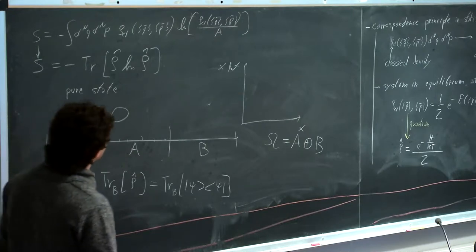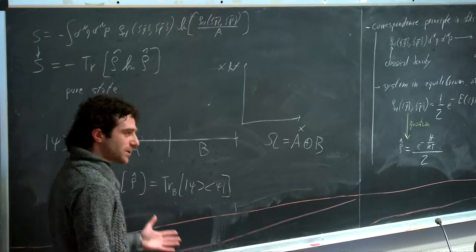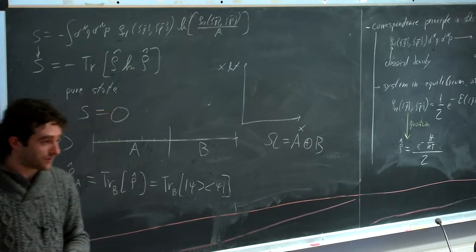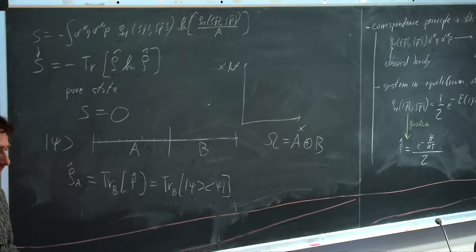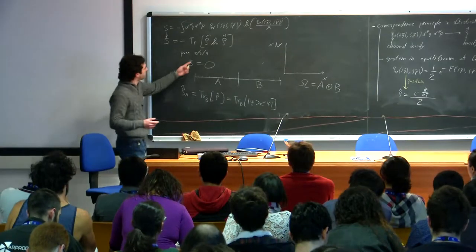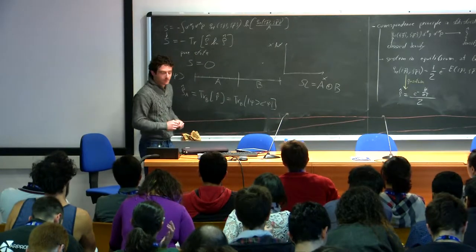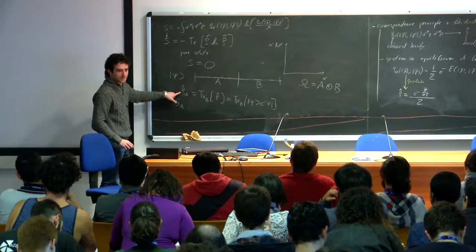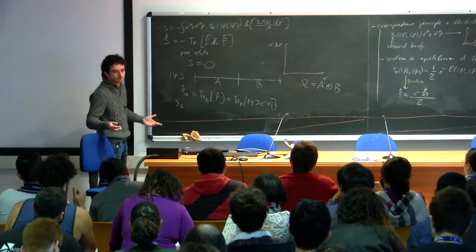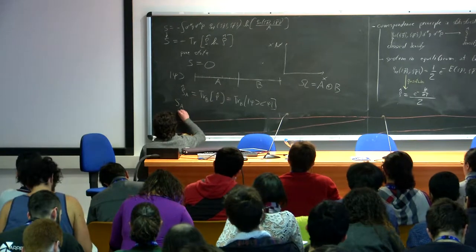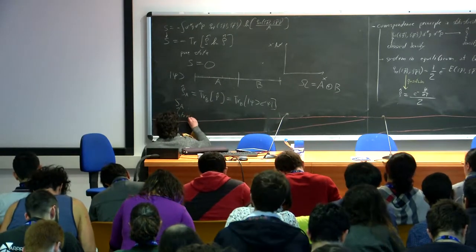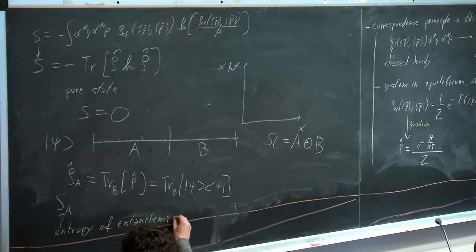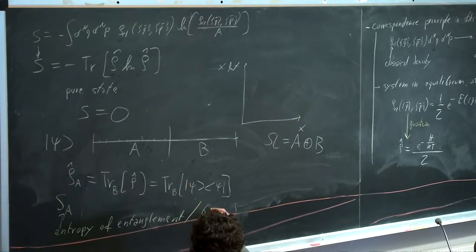We have seen yesterday the meaning of this expression, and we have seen that generally this density matrix has eigenvalues different from 0 and 1. So generally, we know that this expression will be different from zero. How is this called? The entropy of A, of the subsystem, is called entropy of entanglement, or bipartite entanglement entropy.